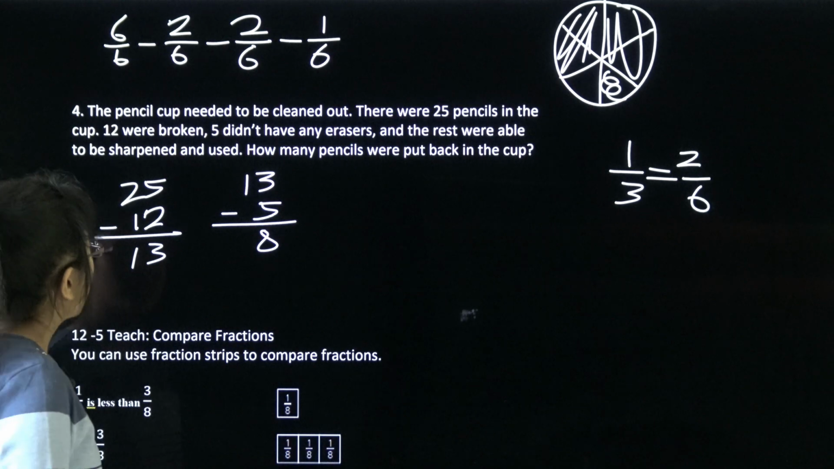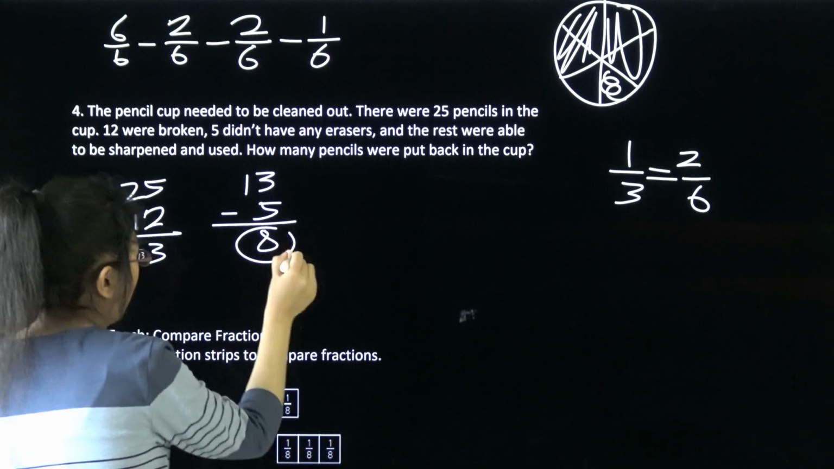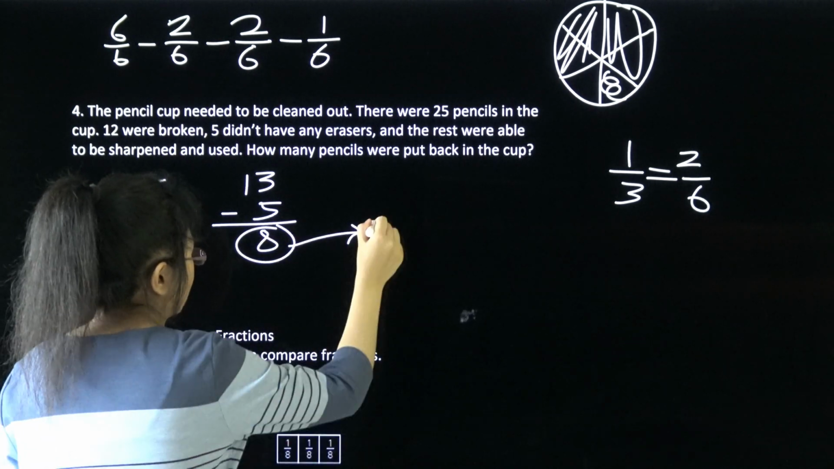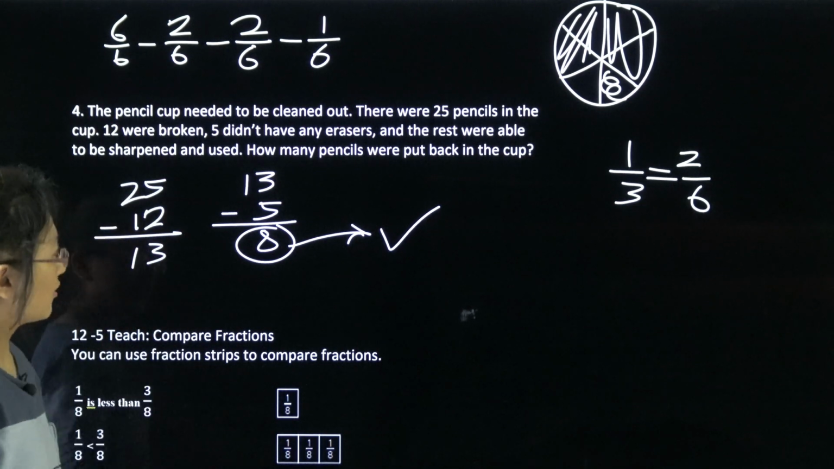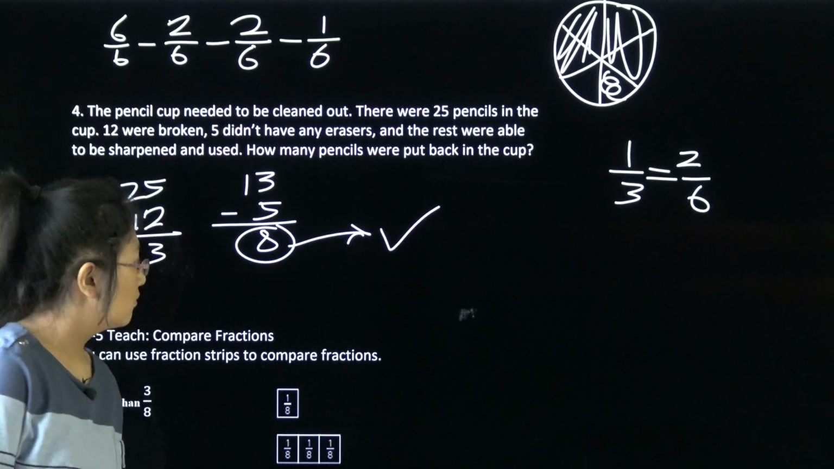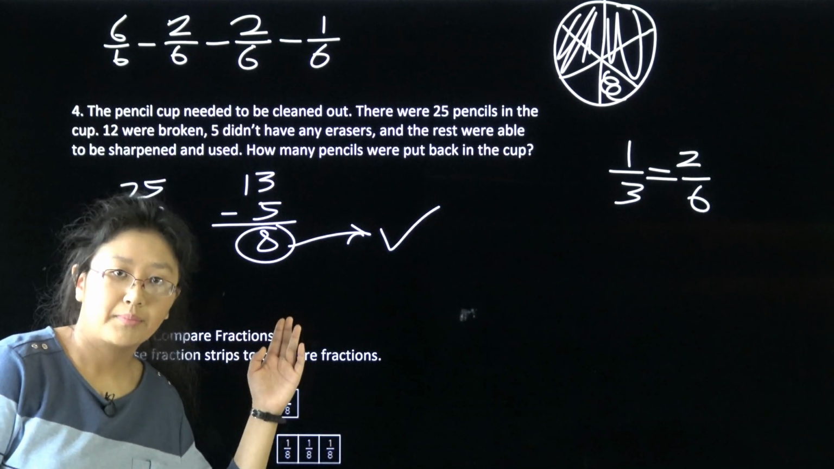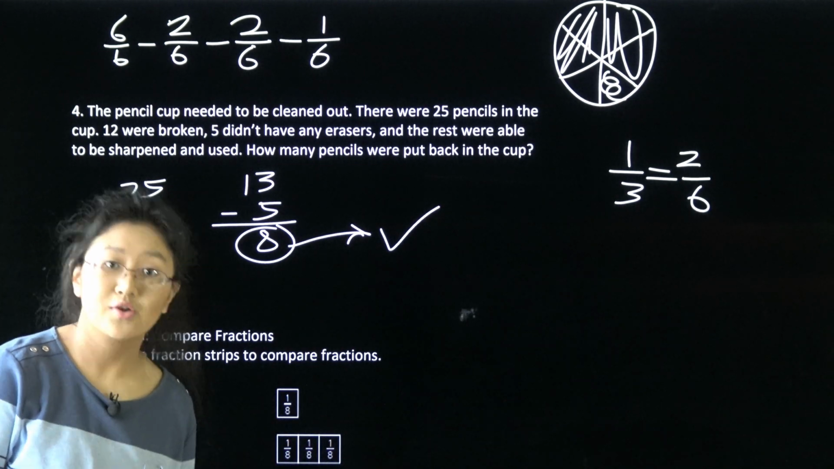And the rest were able to be sharpened and used. So these 8 were all able to be sharpened and used. How many pencils were put back in the cup? 8. Because that's how many pencils are left that you can actually use.